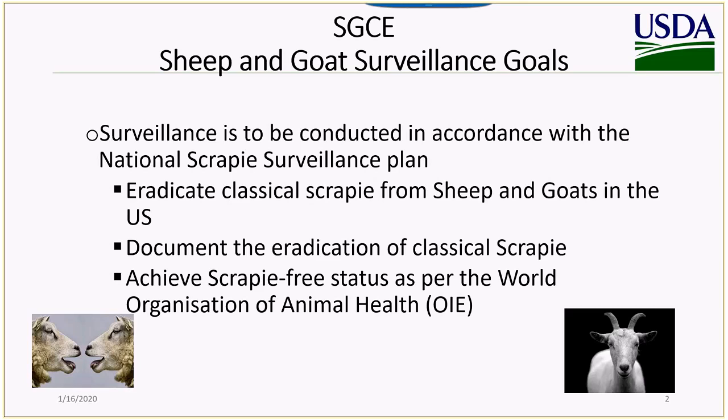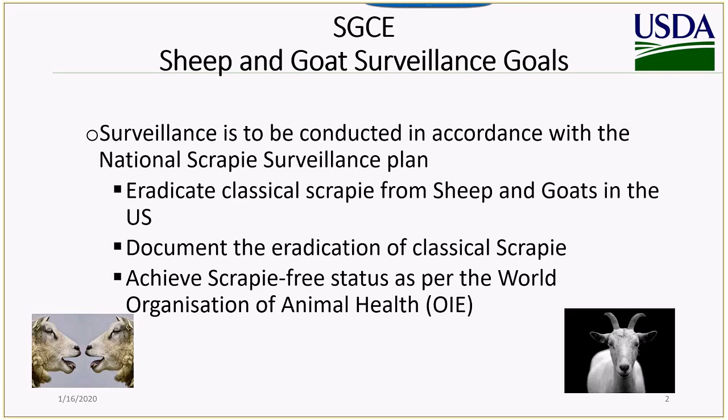The goals of the National Scrapie Surveillance Plan are to eradicate classical scrapie from sheep and goats in the United States, to document the eradication of classical scrapie, and to achieve scrapie-free status as per the OIE, World Organization of Animal Health standards.